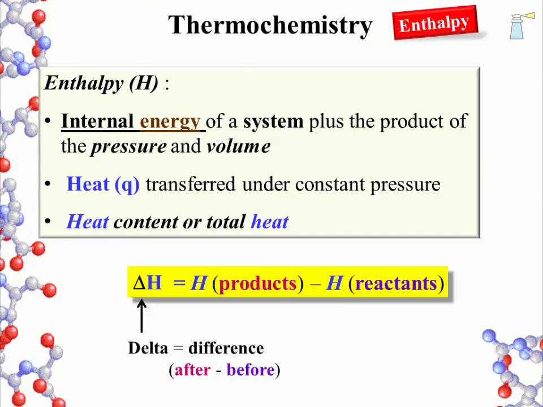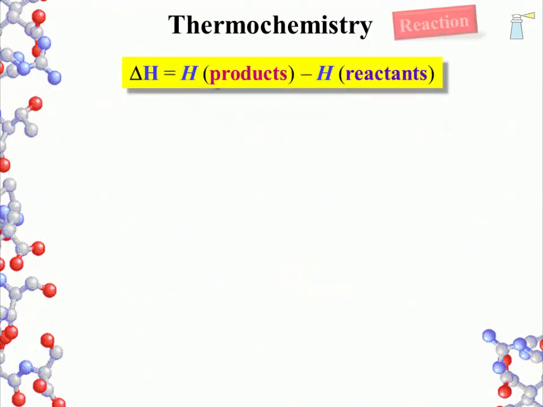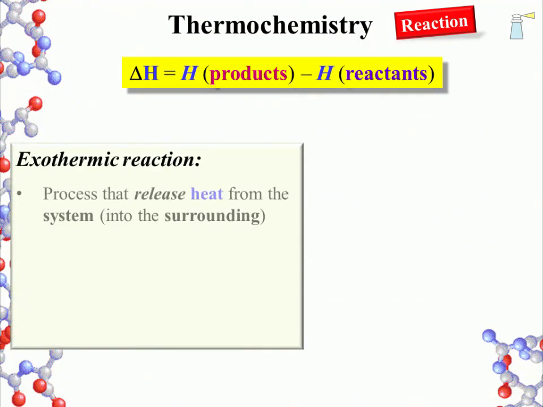We've already seen it in the change of energy on a reaction coordinate. Almost all reactions will have one or two outcomes with this equation. Delta H is positive or delta H is negative. Each outcome has its own name. First, there is exothermic reaction. It is a process that releases heat from the system into the surroundings.